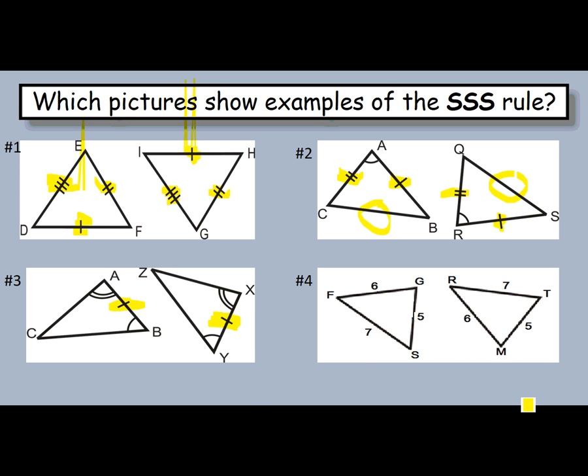Finally, the last one here: are the three sides in the triangle on the left the same as the three sides in the triangle on the right? Yes, they are. They all have the same measures. 5, 6, and 7 for one match 5, 6, and 7 for the other. So that is an example of side, side, side.